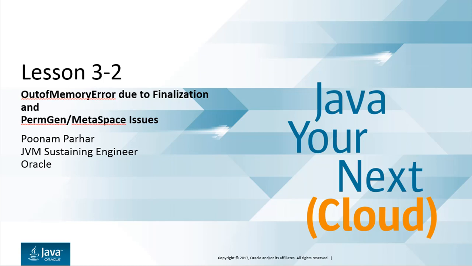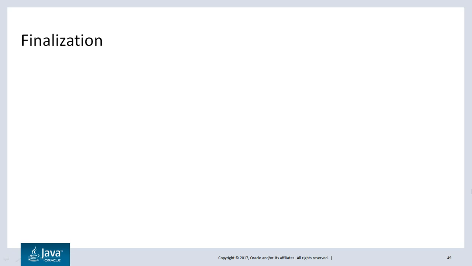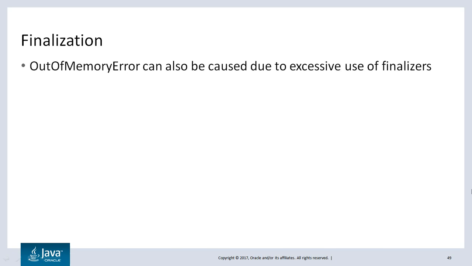Out-of-memory error exceptions can occur due to the finalization as well. Let's look in detail how this might happen and how we can troubleshoot if a memory issue is caused due to the use of finalizers. Out-of-memory errors can also be caused due to the excessive use of finalizers.